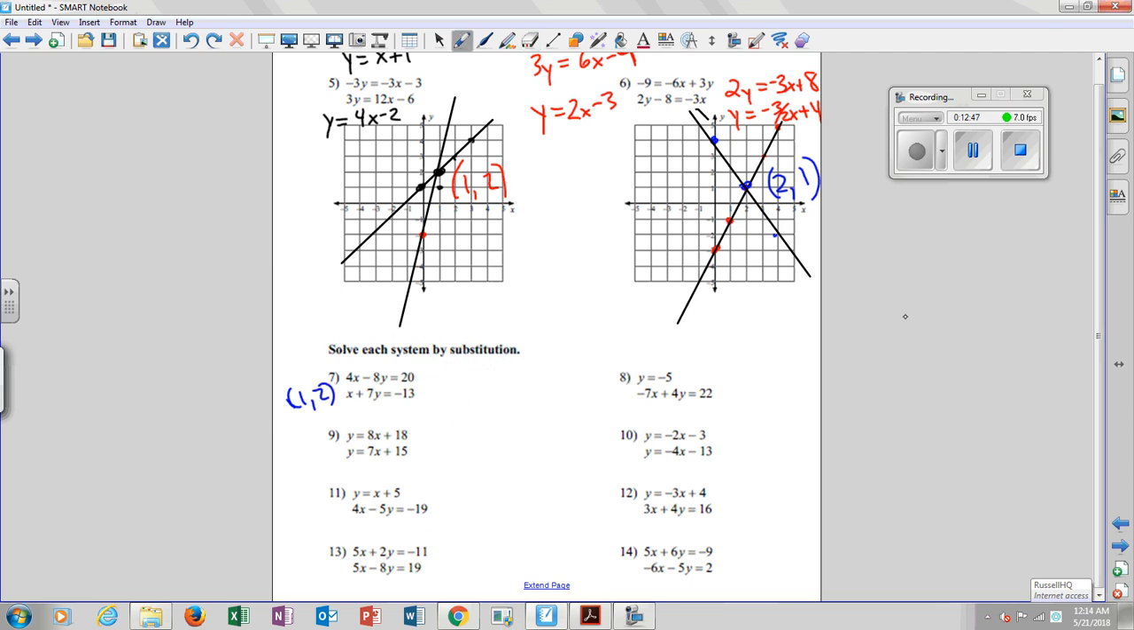Number 8, you start with y equals negative 5. So you already know negative 5 is your y answer. Take that negative 5 and plug it in for y. Negative 7x plus 4 times negative 5 equals 22. Gives you negative 7x minus 20 equals 22. Add the 22 over. Get negative 7x equals 42. Divide by negative 7. X equals negative 6. So it's negative 6, negative 5.